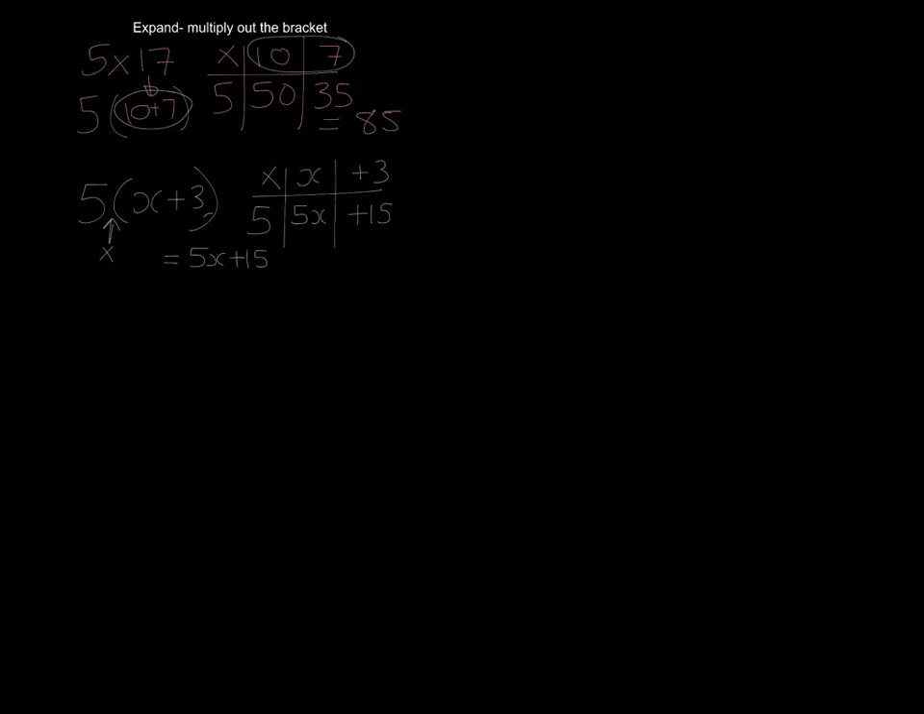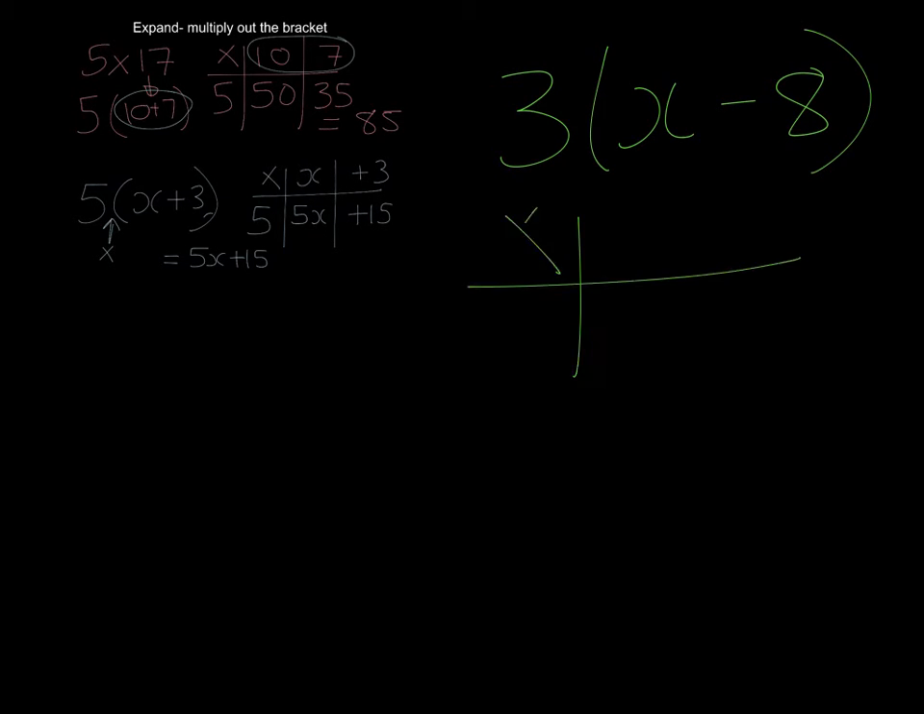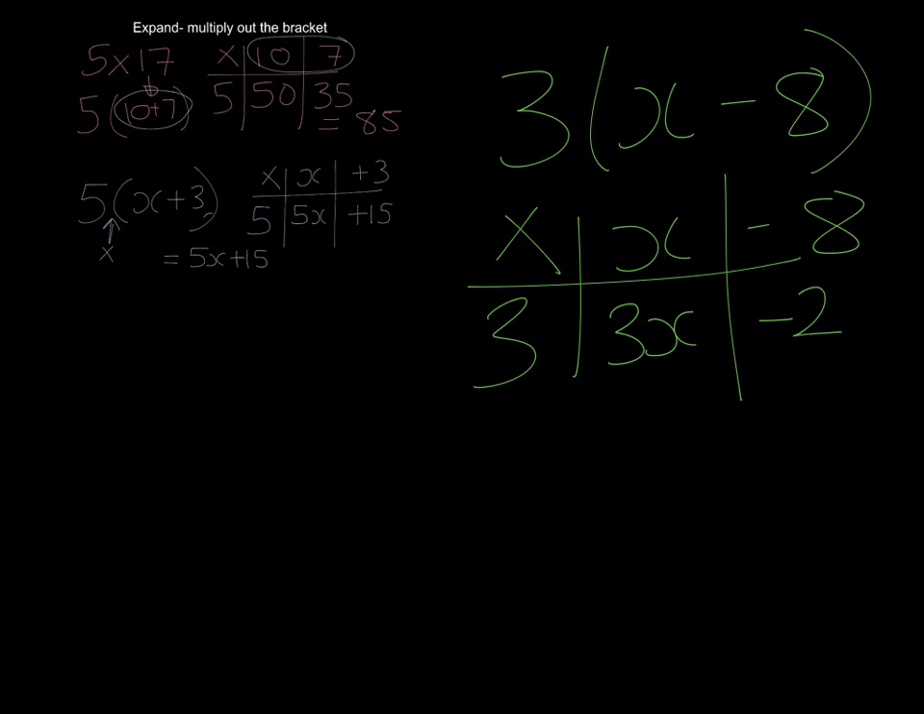Okay, so let's have a look at one with negatives. So say we've got to do 3 lots of x minus 8. Goes into the grid. Remember, it's a times grid. 3 lots of x minus 8. 3 times x is 3x, and 3 times negative 8 is negative 24. And remember, if this is on a calculator paper, don't use your brain, use the calculator. Take your answer out, 3x minus 24.